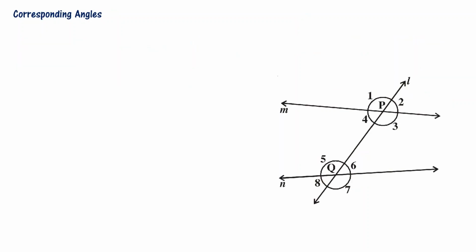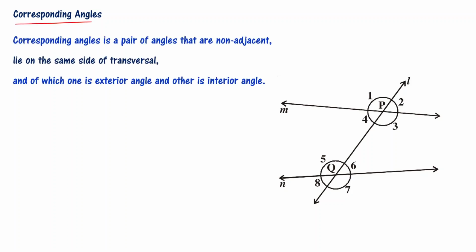Now let us learn about corresponding angles. Okay, we have seen exterior angles, interior angles, co-interior angles, co-exterior angles, right? And then we have seen alternate interior angles. Now we want to see what are corresponding angles. Look at this. Corresponding angles is a pair of angles that are non-adjacent. Pair of angles but adjacent angles కాదు. అంటే they are not sharing a common vertex and they lie on the same side of the transversal. Same side of the transversal ఉండాలి. They should not share a common vertex.